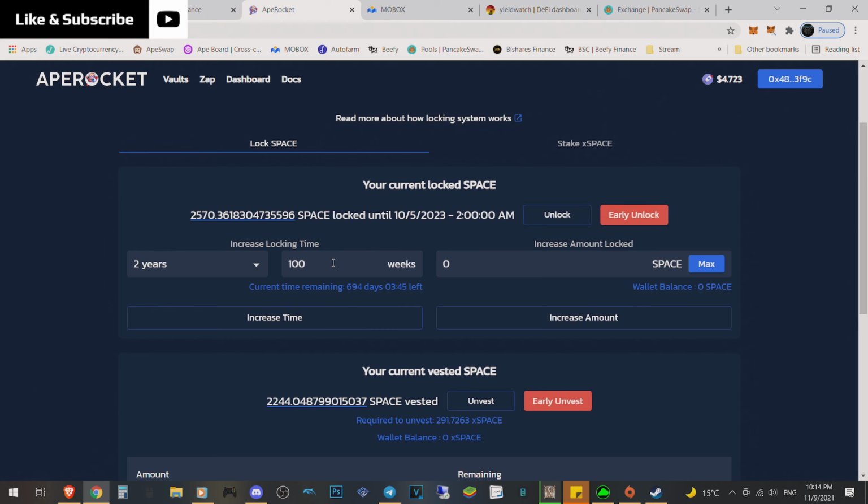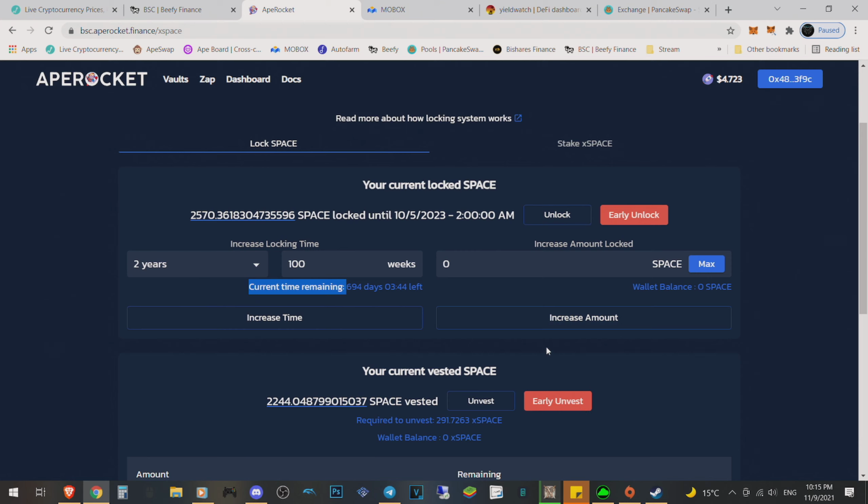However, after the time is done, you can see the time over here. After the time is done, you can unlock it and claim it back. Or you can early unlock, which is not something I would recommend because you would lose half of your space. So I would not recommend early unlocking or early investing because it's just not worth it.